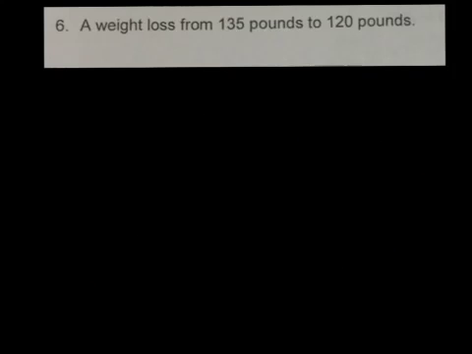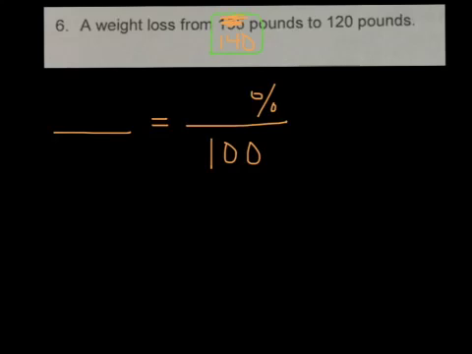Okay, in number 6, we said we were going to estimate, and we were rounding 135 pounds, and we changed it to be 140 pounds. So I'm going to set up my ratios. Percent goes on top, 100 goes on bottom. The starting value goes on the bottom of the other ratio. Does this person start weighing 140 pounds, or does this person start weighing 120 pounds? Hopefully you said this person started weighing 140 pounds. So 140 is going to go on the bottom.